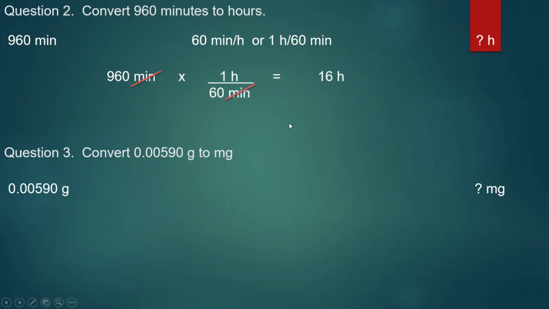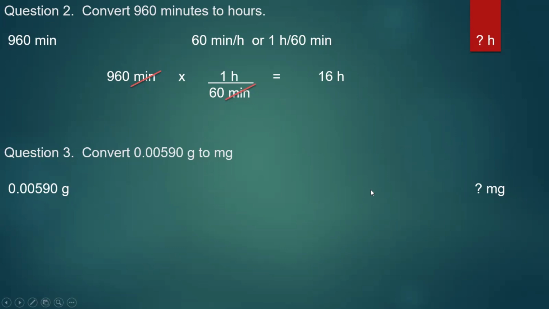All right. Now our next question is to convert 590 hundred thousandths of a gram to milligrams. So I've already written the number 0.00590 grams on the left and question mark milligrams on the right.